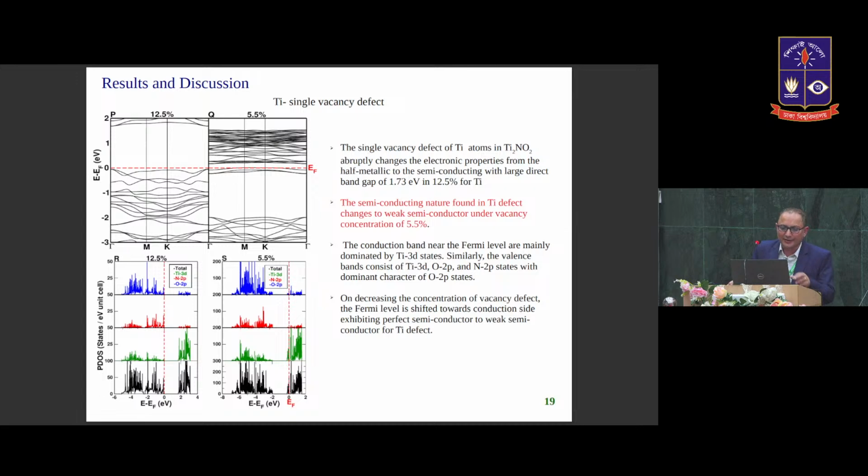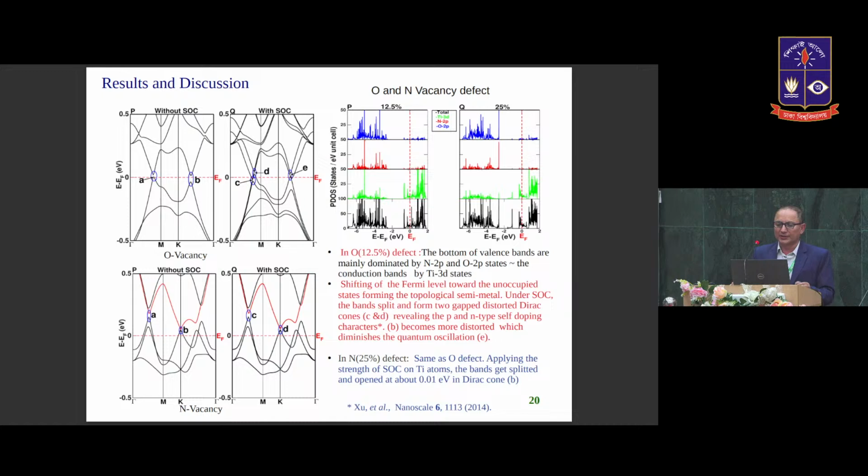Otherwise, if we look here in the 12.5% systems, in the conduction bands, the Ti 3d states are dominant. In the valence bands, N 2p and O 2p are dominant. So due to the effect of this, when they are combined, it gives the half metallic type of behavior. Similarly, when there is O vacancy and N vacancy, we observe the same kind of behavior. In the O 12.5% defects, the bottom of the bands are mainly dominated by N 2p and O 2p states, the conduction band by the Ti 3d states.